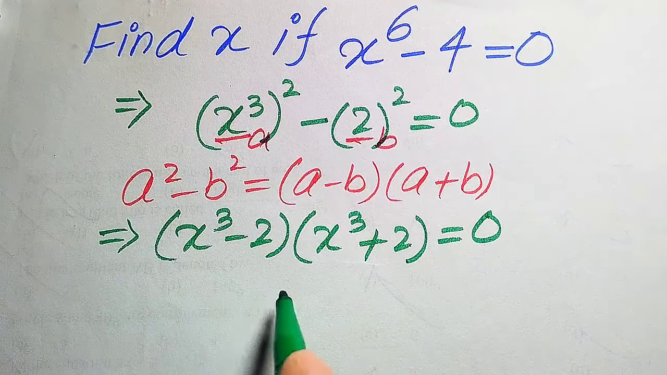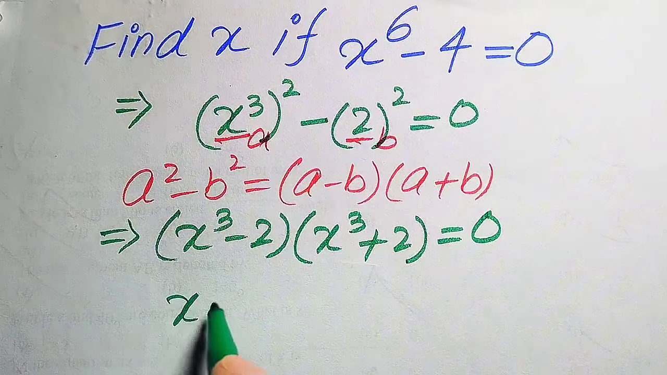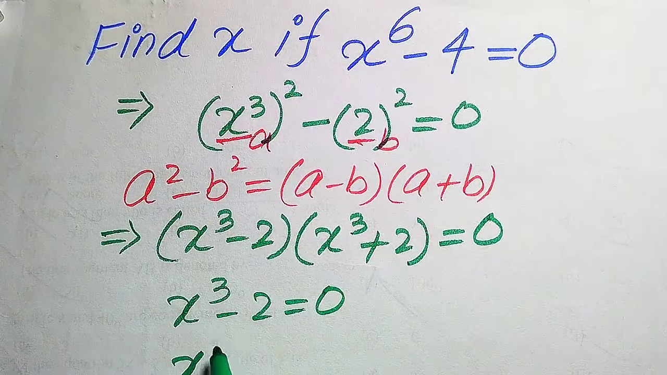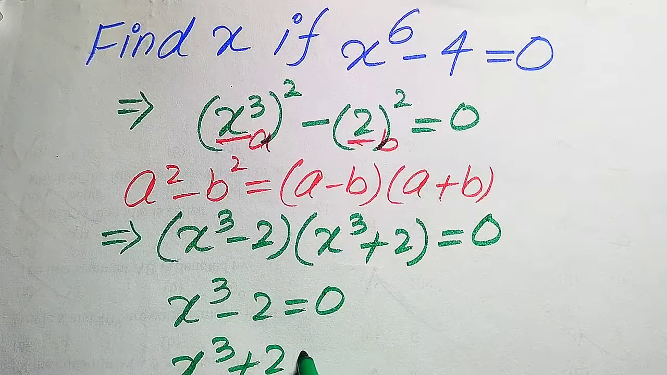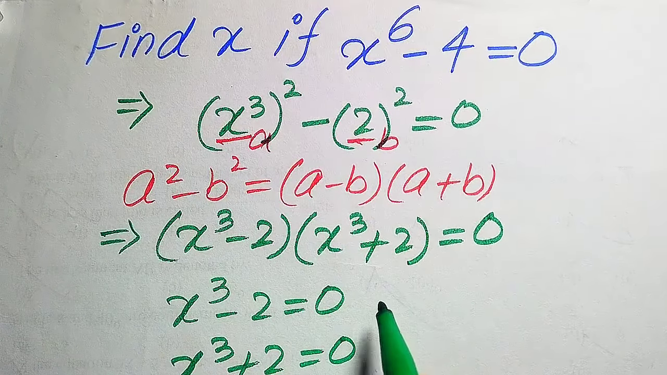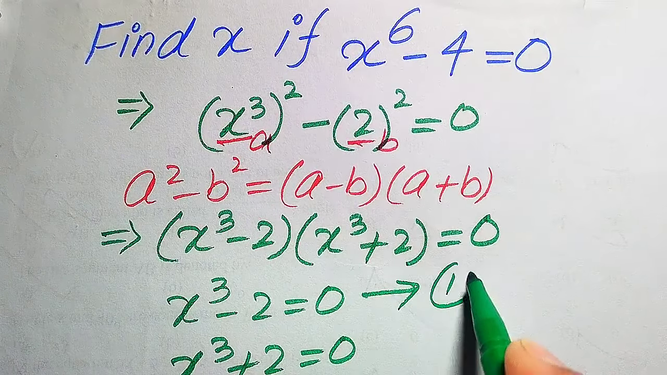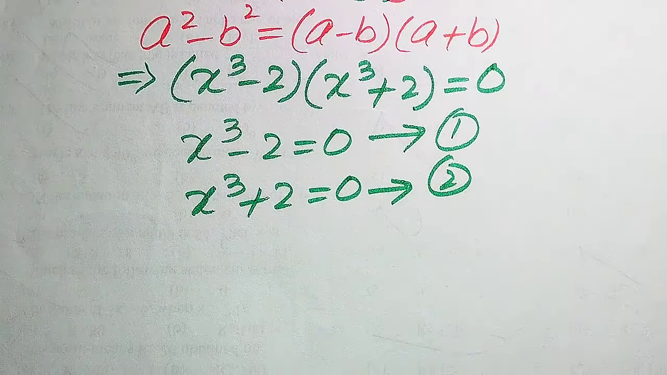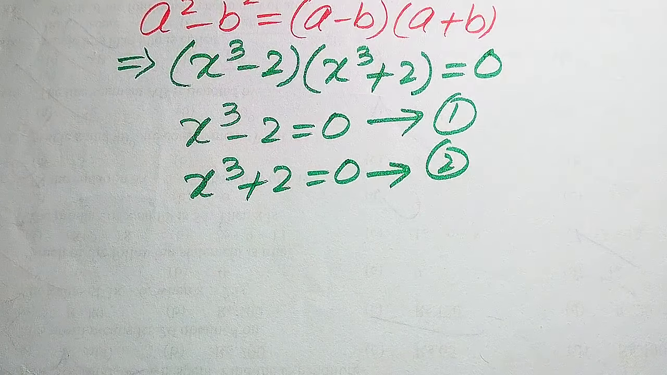And now we divide this equation into two cases. The first case is x cubed minus 2 equals 0, and the second case is x cubed plus 2 equals 0. So we call this equation number 1 and this our equation number 2. We need to solve both of these equations and we get the values of x.